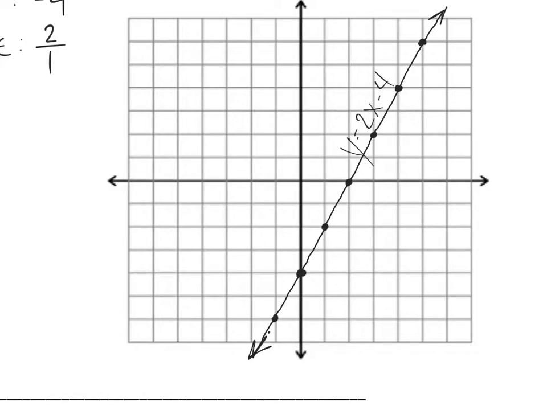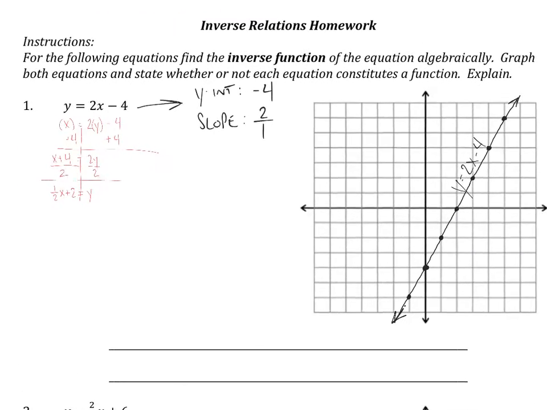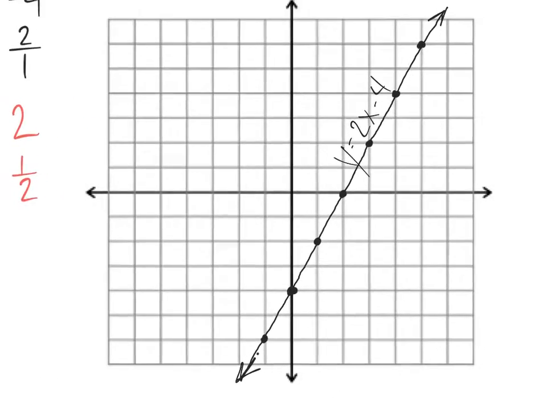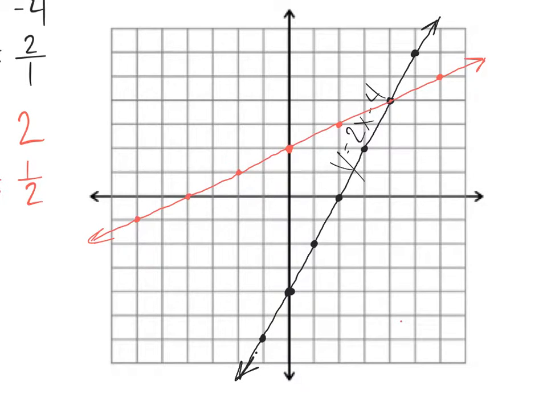And the next thing we have to do is graph our inverse function. So I'm going to graph this one in red. That one has a y-intercept of 2 and a slope of 1/2. So now we'll graph that one over here on our graph as well. And now we have our graph of the line y equals 1/2 x plus 2.